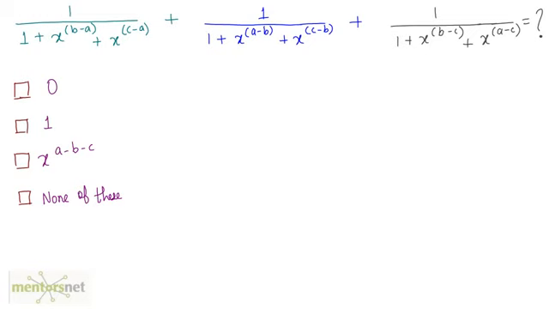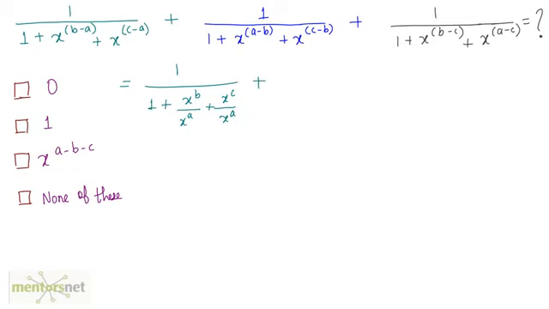So I can write this expression as, let us write it, the first part 1 upon, I have 1 plus x raised to b minus a, which can be written as x raised to b divided by x raised to a, plus I have x raised to power c minus a, so I can write it as x raised to power c by x raised to power a.